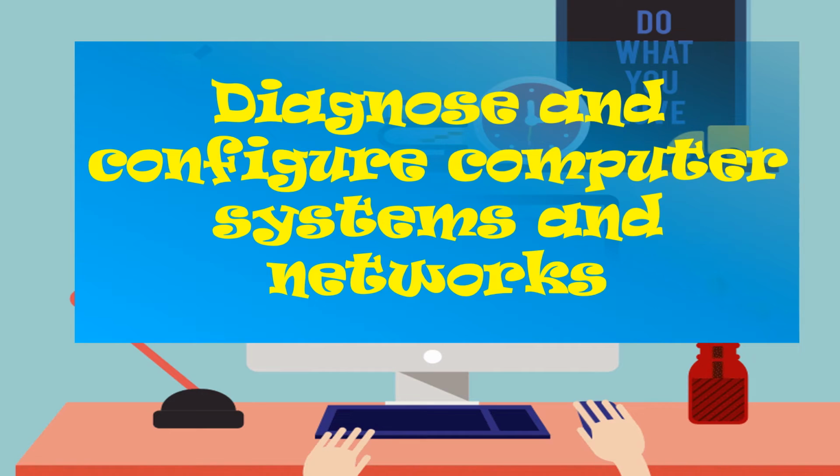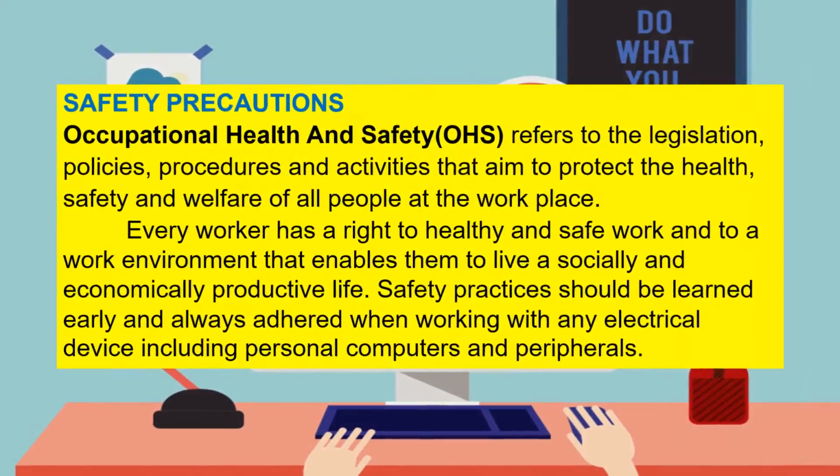Our topic for today is all about diagnose and configure computer systems and network. Safety precautions. Occupational Health and Safety, or OHS, refers to the legislation, policies, procedures, and activities that aim to protect the health, safety, and welfare of all people at the workplace.